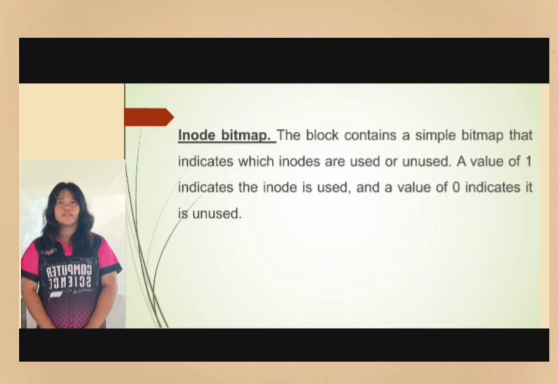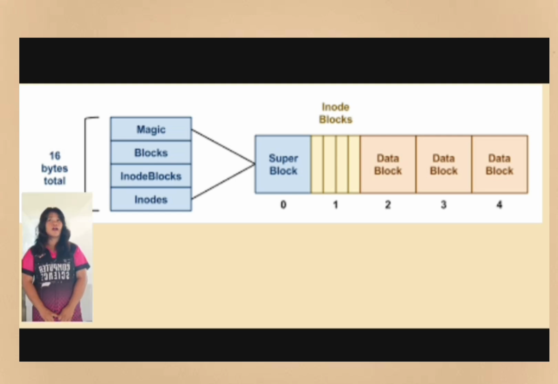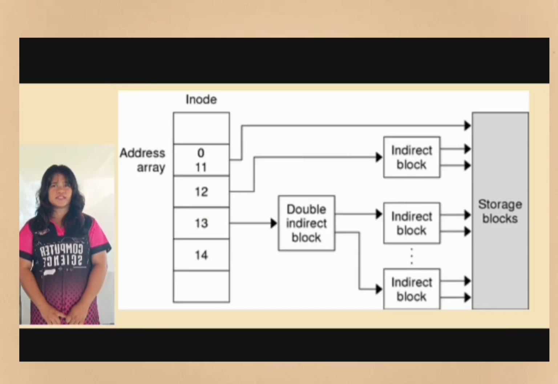Inode bitmap. The block contains a simple bitmap that indicates which inodes are used or unused. A value of 1 indicates the inode is used, and a value of 0 indicates it is unused. Inodes. The file system maintains an inode for each file and directory. The inode is identified by a unique number and includes the metadata for the associated file or directory. It also includes the addresses of the data blocks that contain the file's content. In this way, the inode can be used to quickly locate the file.